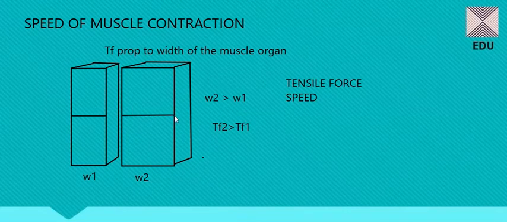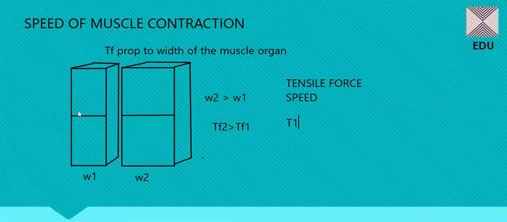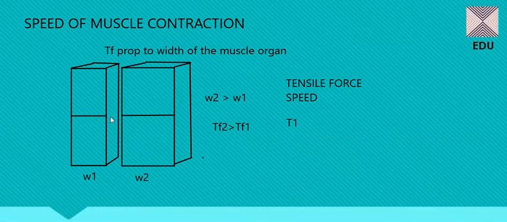Whenever the first muscle contracts up to this level, the time taken will be, suppose, T1. So this is for muscle number 1 to come to half of its length. Now what is T2? It is the time taken by muscle number 2. Now what do you think, will T2 be equal to T1, or will T1 be greater than T2?